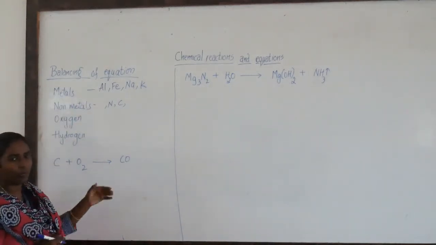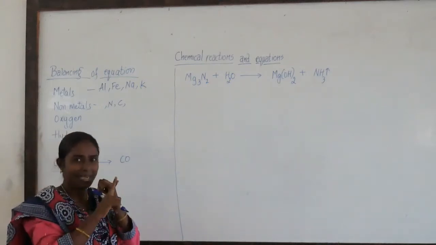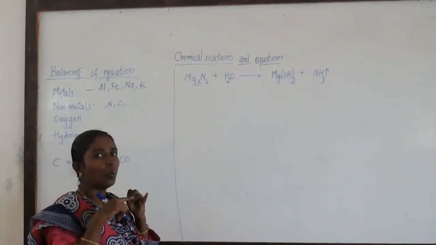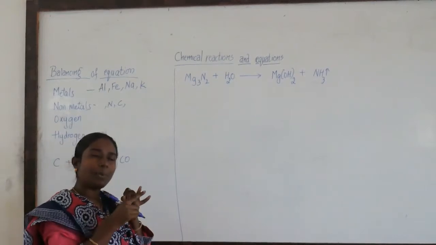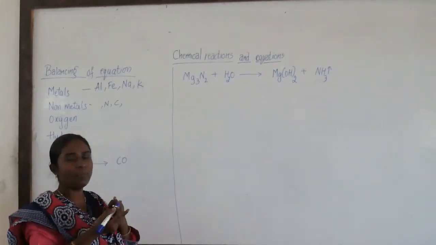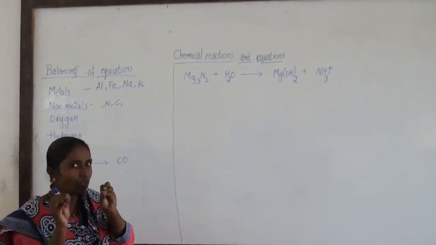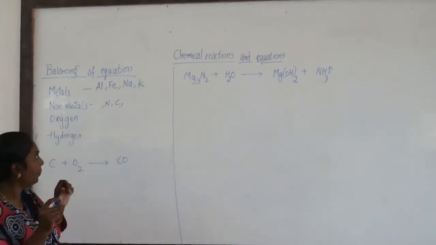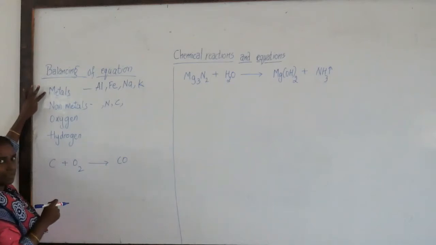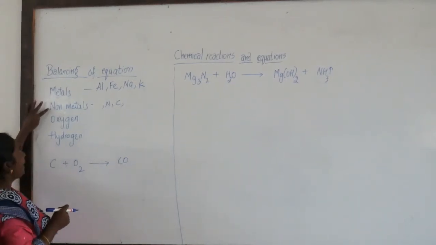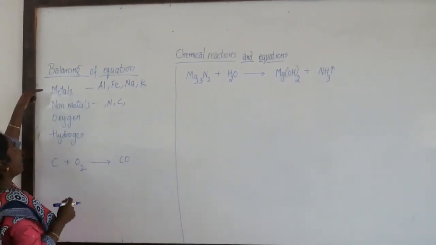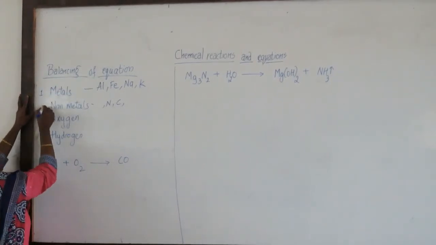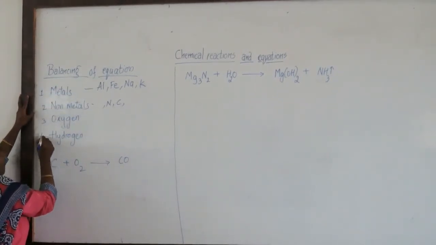So you got to know first which you have to balance. Metals. When metals are balanced, go to non-metals. When non-metals are balanced, go to oxygen and hydrogen. This does not stop here only. Remember, first balance the metals, then balance the non-metals. Again go back. Let us give it step 1, 2, 3, 4.